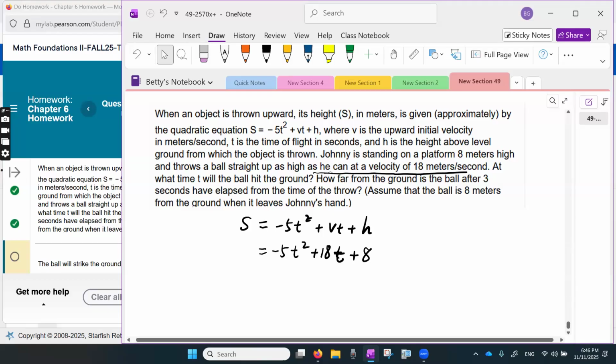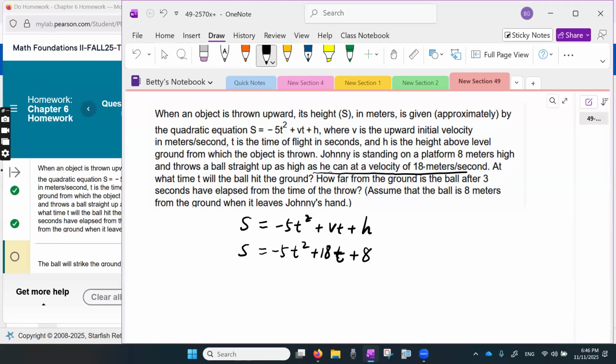It says assume that the ball is 8 meters from the ground when it leaves Johnny's hand. Yeah, we do not consider Johnny's height. Let's say Johnny is very short, right? We do not consider that. So h is 8. You should be able to read the question and figure out the values for v and h. And now this is a certain function.